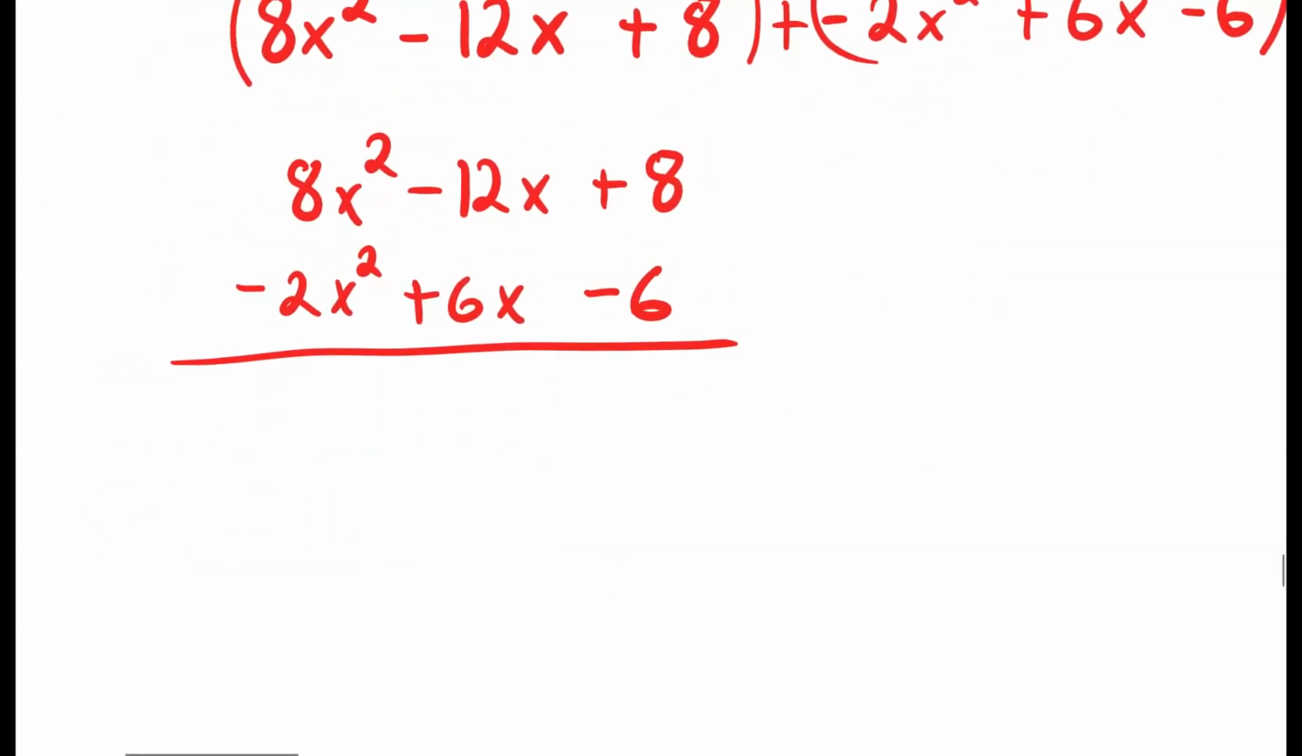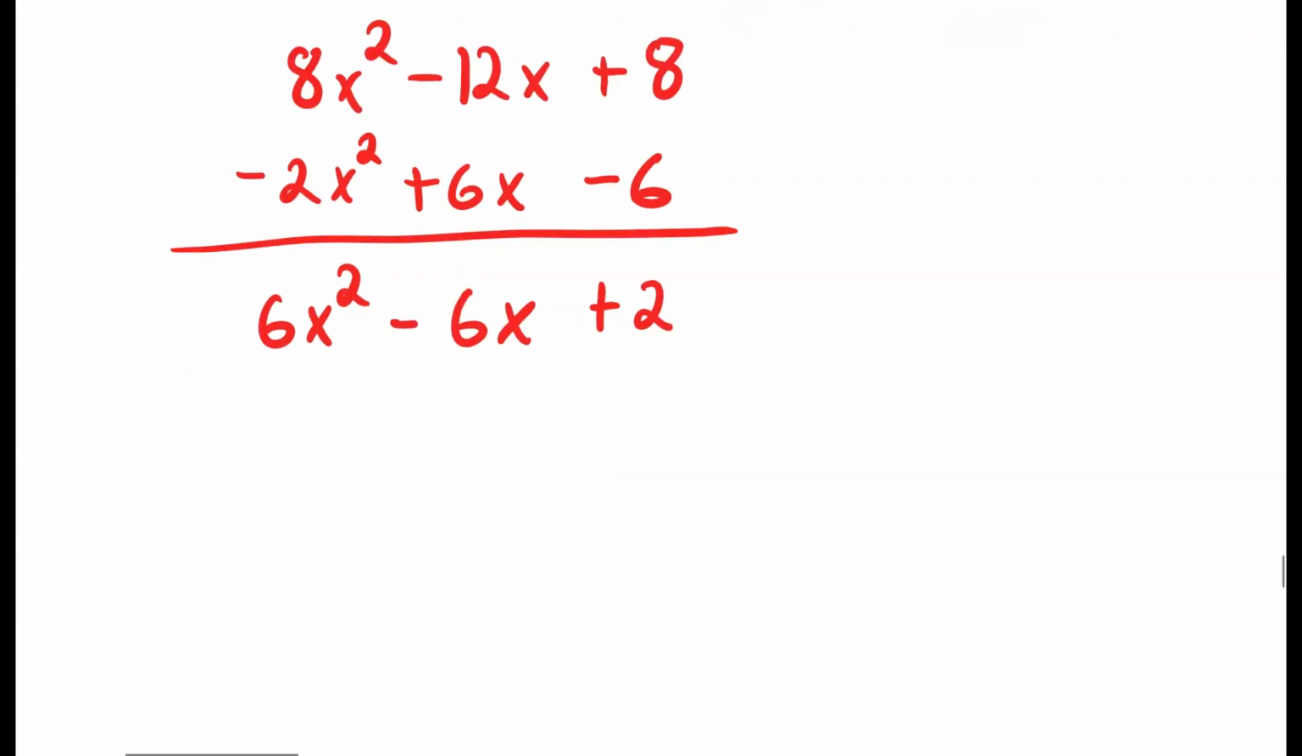So we have 8 subtract 6 here, which gets us positive 2. We have negative 12x plus 6x, which gets us negative 6x. And then we have 8x squared, subtract 2x squared, which gets us 6x squared. So our final answer will be 6x squared subtract 6x plus 2.